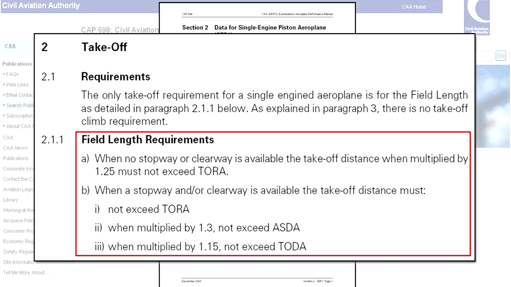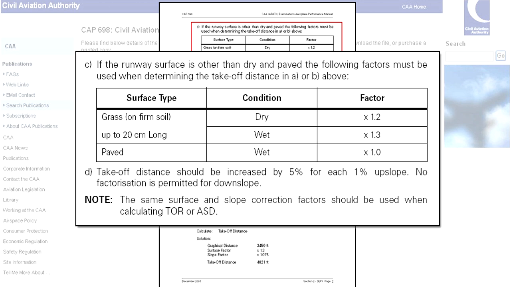Having discussed the regulations detailing the maximum takeoff distance that may be permitted at an airfield, this next part of the lesson will detail the regulations governing how the takeoff distance is actually calculated. These regulations stipulate what correction factors must be applied to the takeoff distance when the runway conditions are different from standard. At the top of page 2 of Section 2, under point C in CAP 698, it states that if the runway is other than dry and paved, the following correction factors must be used when determining the takeoff distance. These correction factors are shown on screen.